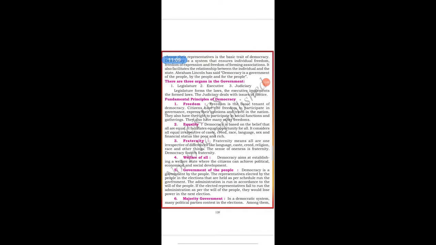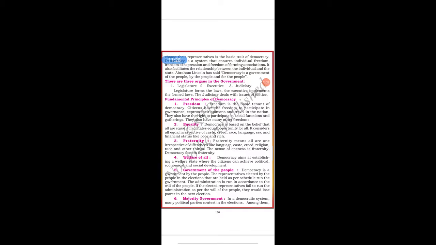So the administration is run in accordance with the will of the people. Will of the people, students, means the person to whom we are giving the majority of votes will be the leader. So here, students, if the elected representatives fail to run the administration as per the will of the people, they would lose the power in the next election.